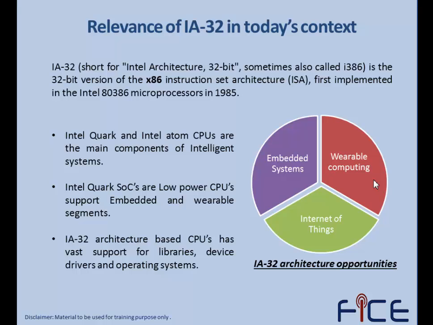IA32 architecture based CPUs have vast support of libraries, device drivers and operating systems. So IA32 architecture's relevance in today's context lies in the fact that it has occupied various market segments. You name a market like wearable computing gadgets, Internet of Things applications, embedded systems in automobile or consumer electronics, you will find the relevance of IA32 architecture comes into play. And it has vast support of libraries, device drivers and operating systems that makes it ideal for developers to work with IA32 based CPUs.